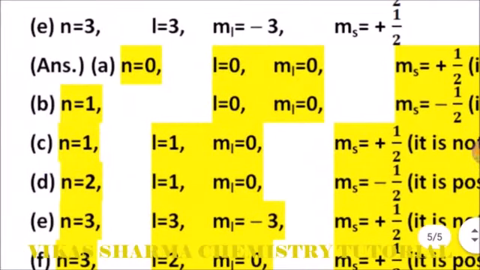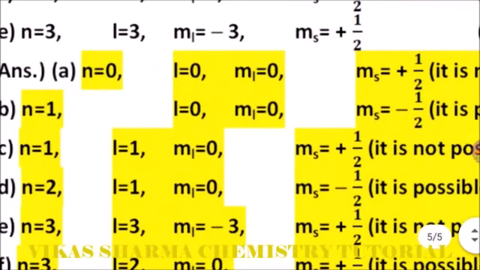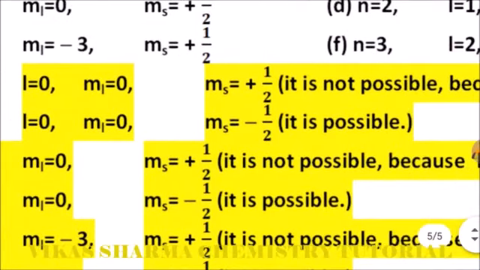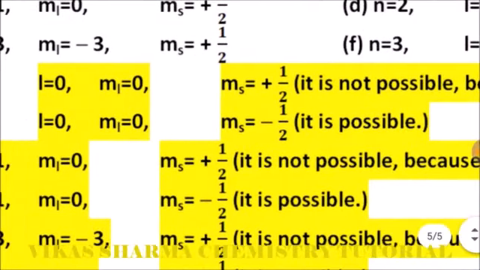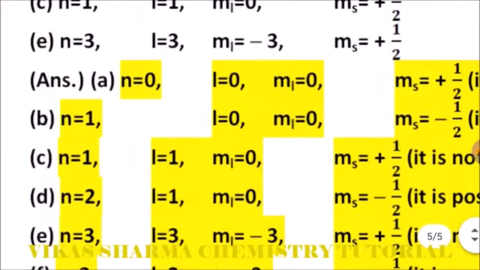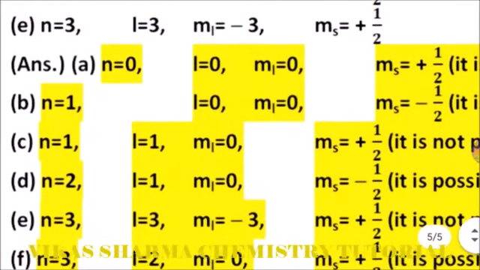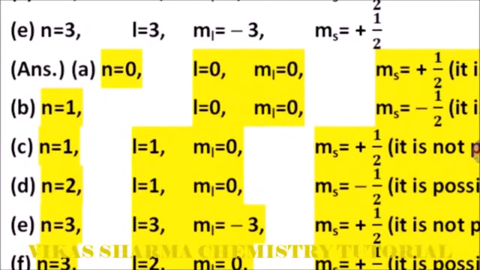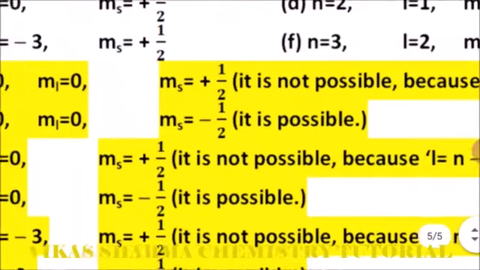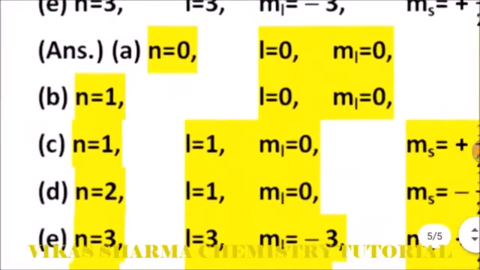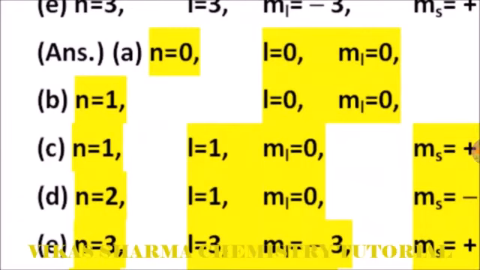Second, n equal to 1, l equal to 0, ml equal to 0, with negative spin. It is possible, because l is equal to n minus 1 and ml is related to 2l plus 1. So part B, the orbital is possible. Part C, n equal to 1, l equal to 1, is not possible, because l is equal to n minus 1. Here the l value is the same as the principal quantum number, so it does not happen.